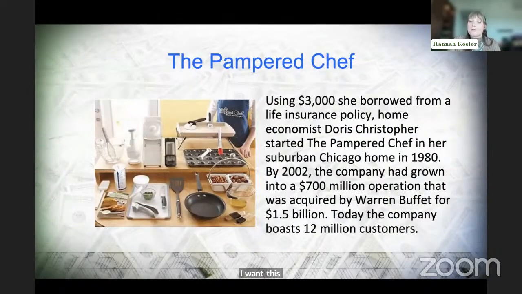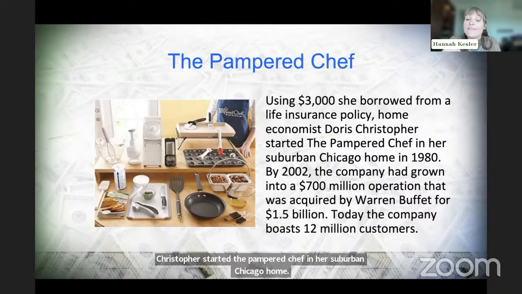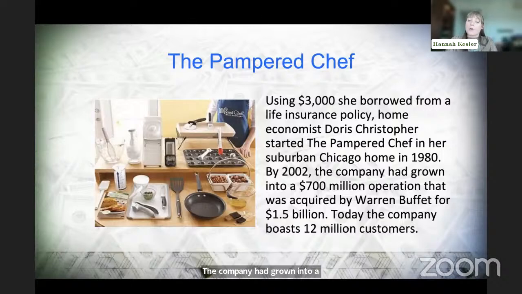How about this? The Pampered Chef. Using $3,000 she borrowed from her life insurance policy, Doris Christopher started the Pampered Chef in her suburban Chicago home. The company had grown into a $700 million operation that then was acquired by Warren Buffett for $1.5 billion, billion with a B. I mean, how impressive is that story?